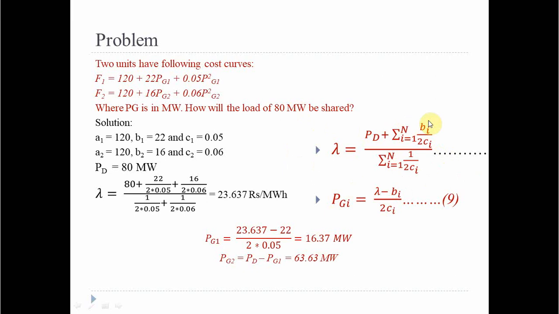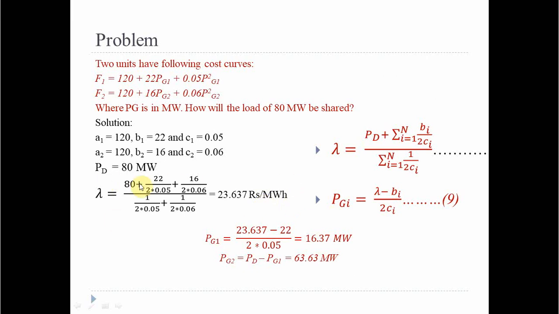So we will use this particular expression to calculate the lambda value. We substitute the values of B1, B2, C1, C2 and then we substitute the value of PD. We get lambda is equal to 23.637 rupees per megawatt hour. The unit of Lagrange's multiplier is rupees per megawatt hour.